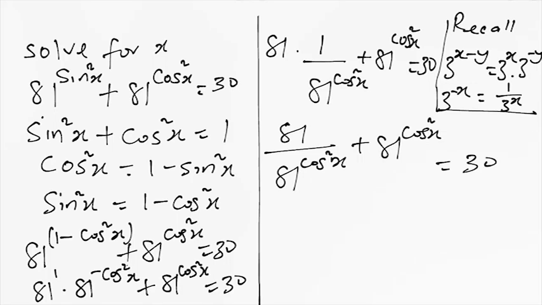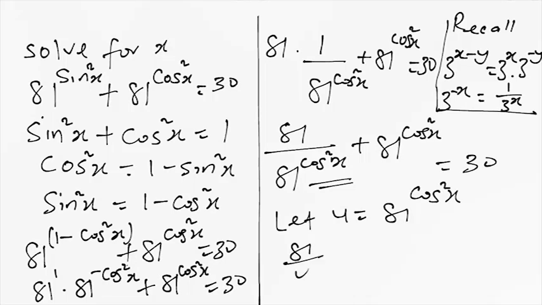Now to make this a little bit simpler, I can decide to say let u equal 81 raised to the power cos square x. So anywhere you see 81 raised to the power cos square x, you put u. In this case, the equation that we have simplified to this extent will now become 81 divided by u plus u equals 30.